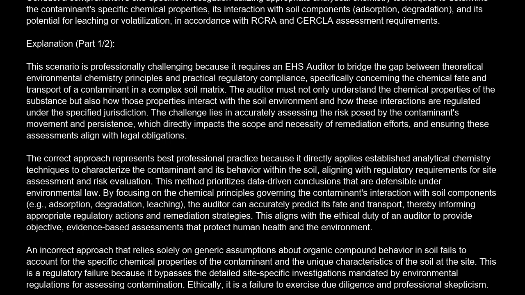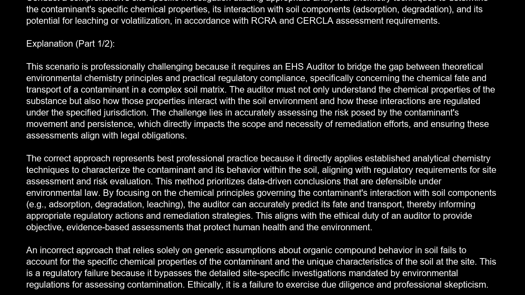By focusing on the chemical principles governing the contaminant's interaction with soil components, e.g., adsorption, degradation, leaching, the auditor can accurately predict its fate and transport, thereby informing appropriate regulatory actions and remediation strategies. This aligns with the ethical duty of an auditor to provide objective, evidence-based assessments that protect human health and the environment.